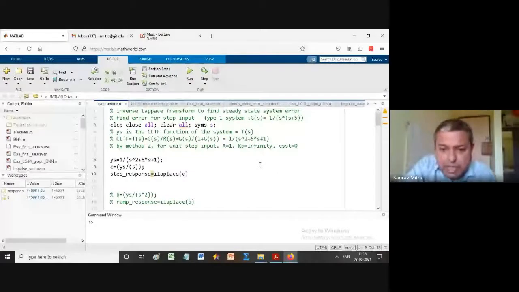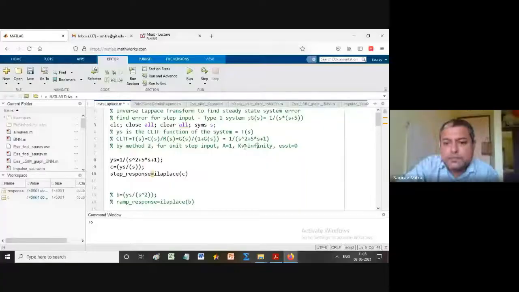Next is I will go to the same thing, that is the inverse Laplace thing. Can you calculate how much is the Kv here? Calculate how much is Kv. So what is Kv? Kv is equal to limit s tends to 0, s into 1 by s into (s plus 5). So s, s gets cancelled. Limit s tends to 0, 1 by 5, that is equal to 0.2. Has anybody found Kv is equal to 0.2?